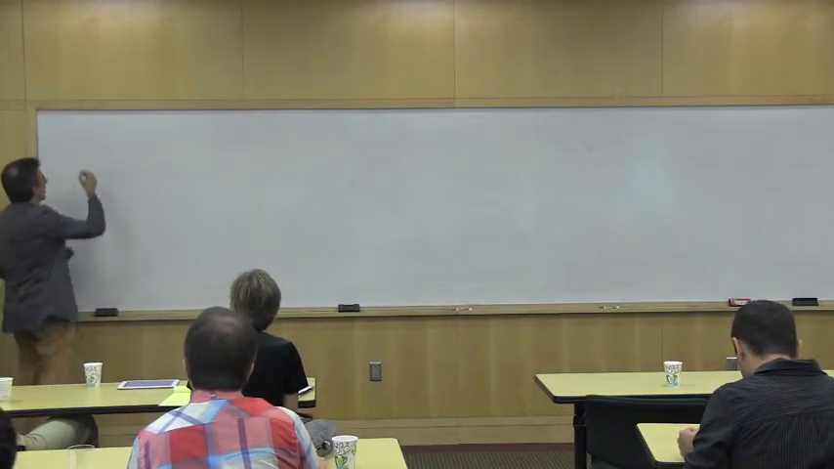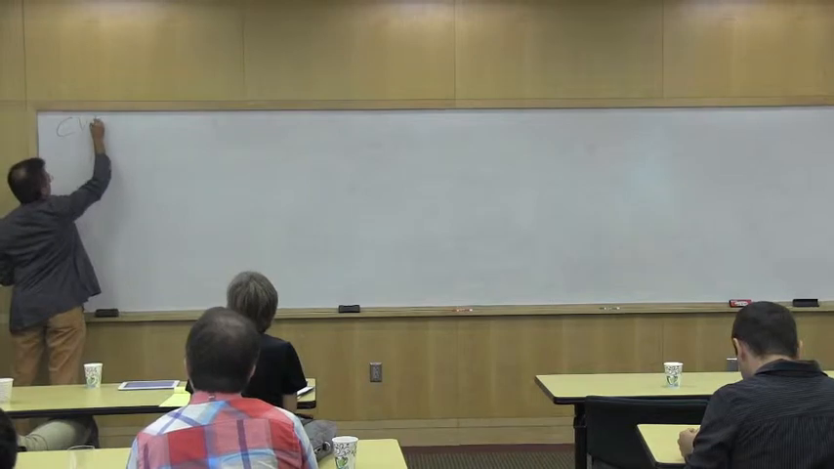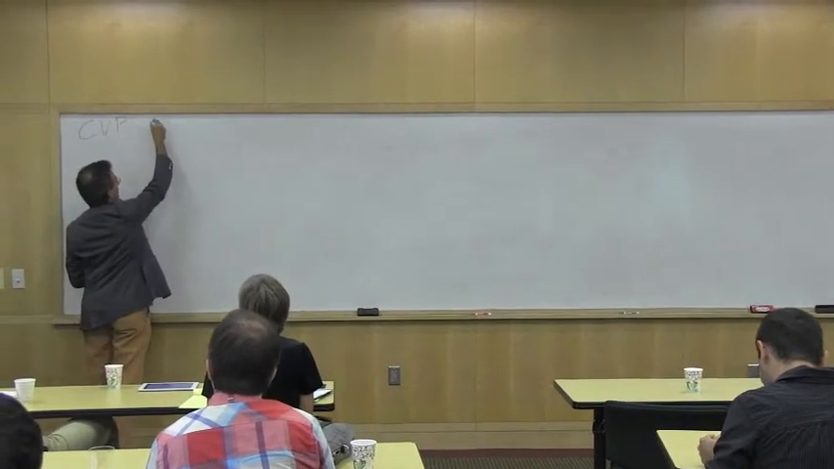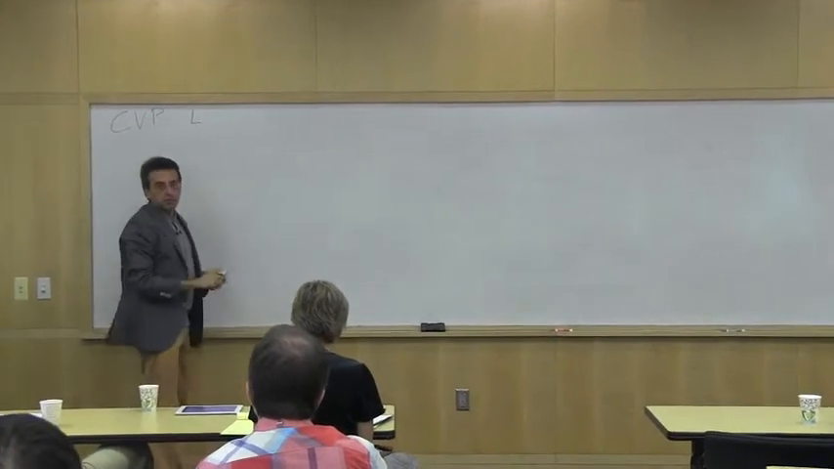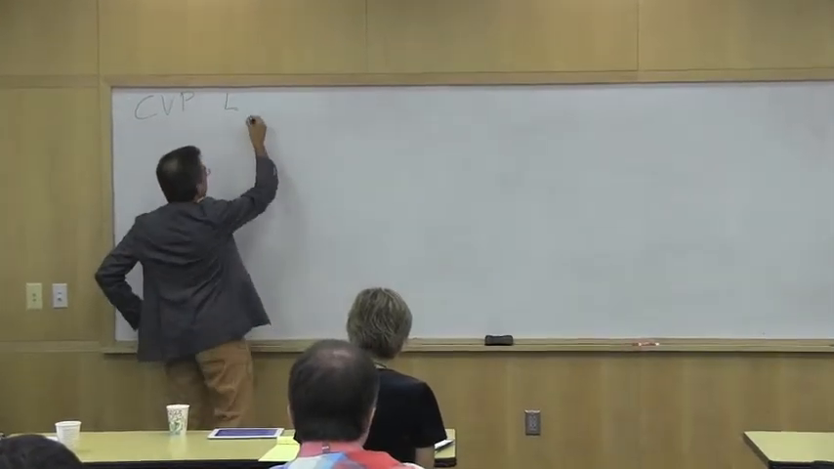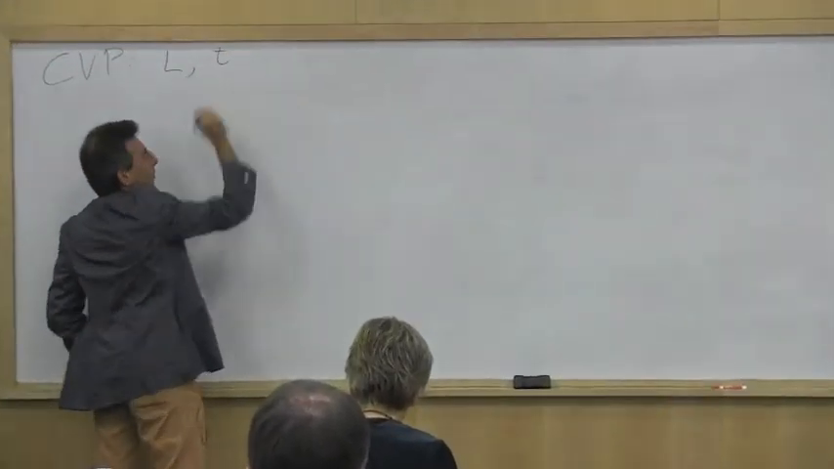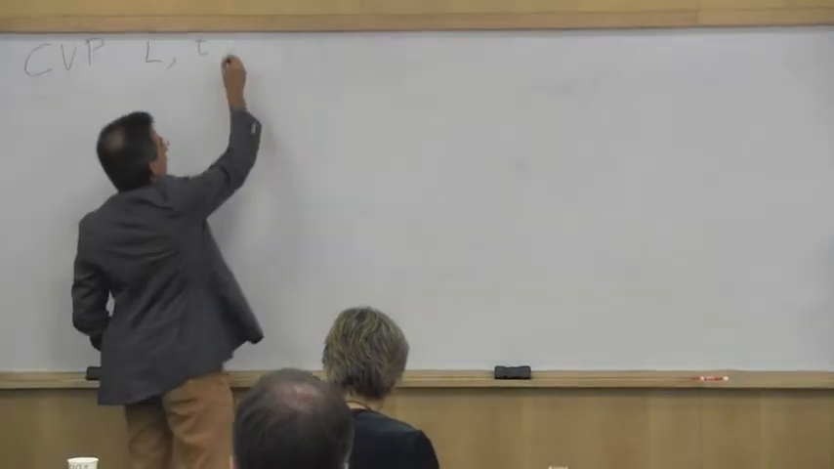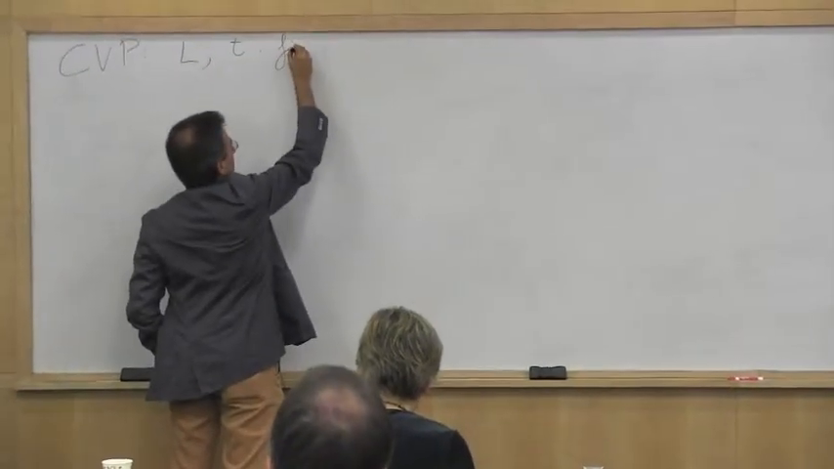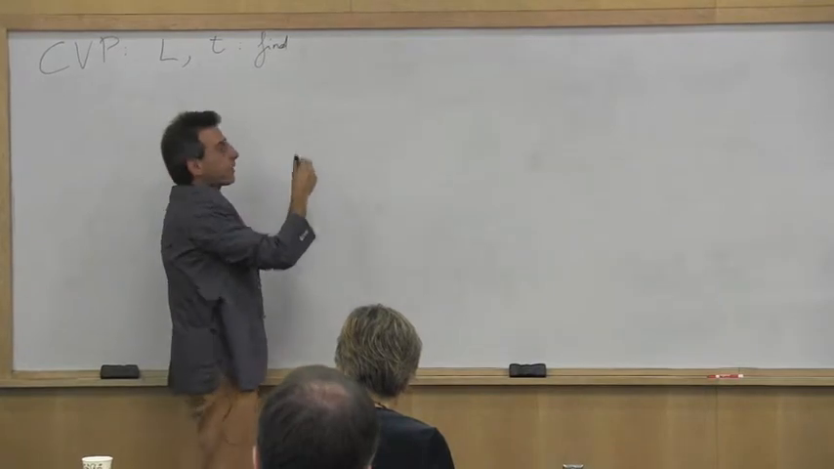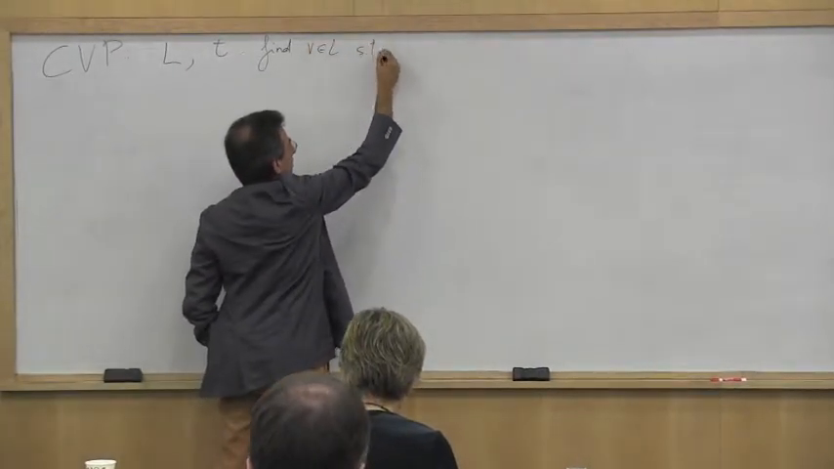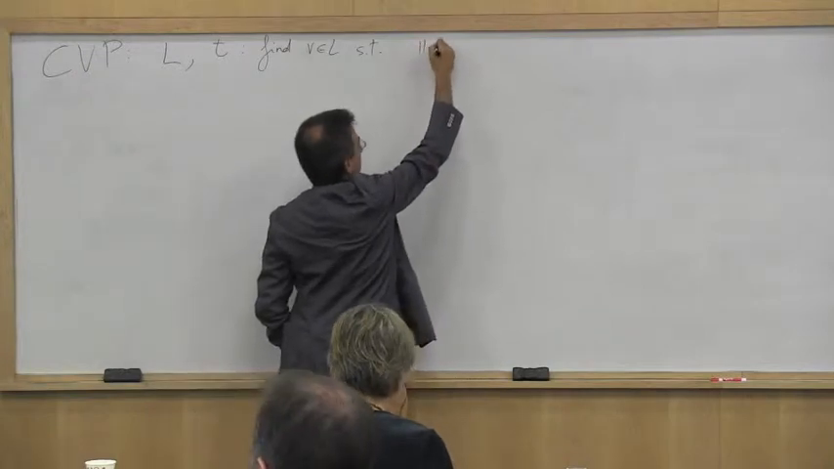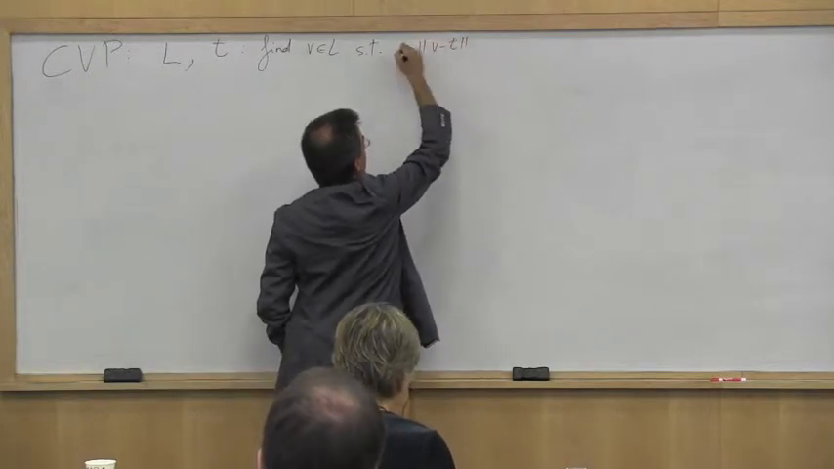So the closest vector problem, in general: you are given a lattice L, which you may assume to be an integer lattice, if you like, and you are given a target point T, and the goal is to find the lattice point V in L such that the distance to the target is minimized.